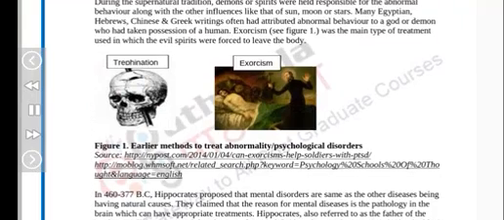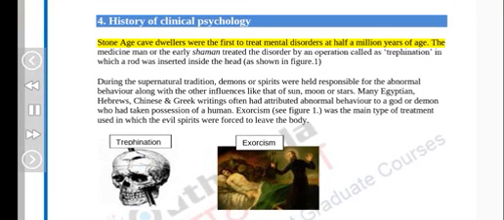4. History of clinical psychology. Stone Age cave dwellers were the first to treat mental disorders, 500,000 years ago. The medicine man or the early shaman treated the disorder by an operation called trephination, in which a rod was inserted inside the head, as shown in figure 1. During the supernatural tradition, demons or spirits were held responsible for abnormal behavior, along with other influences like that of the sun, moon, or stars.